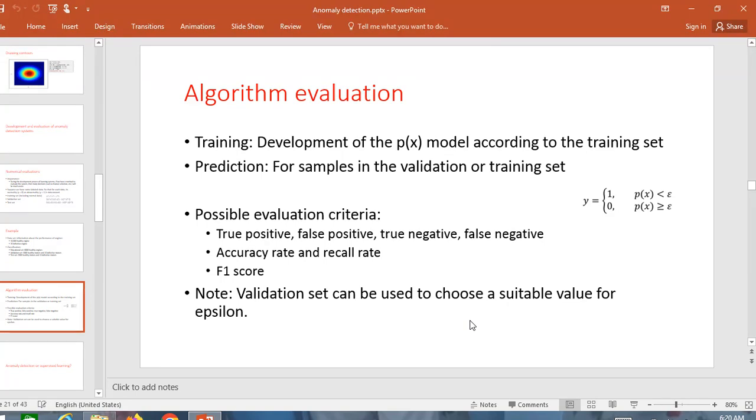Now there are some criteria to evaluate this algorithm. Among these, our goal is the F1 score. Another application can be to use F1 on validation data to find the best epsilon. Y equal to 1 means the data is normal, and y equal to 0 means the data is an outlier. So these four situations may occur.